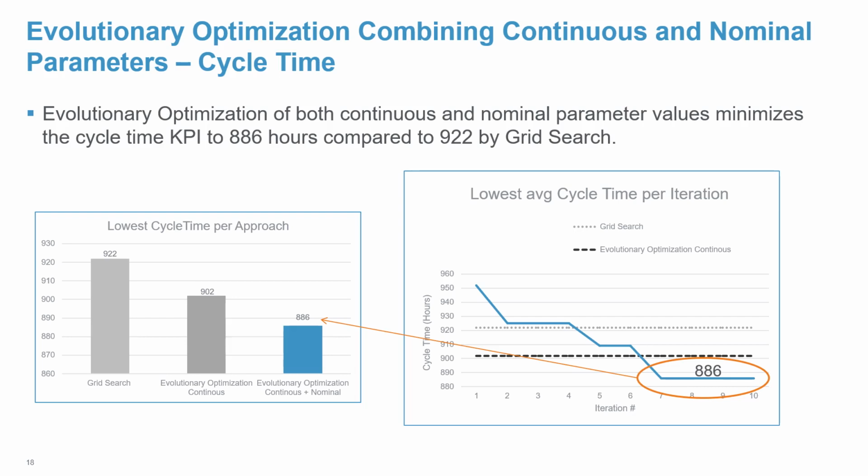By the 7th iteration, the cycle time reached 886 hours, which is a huge improvement compared to 902 obtained from optimizing line balance separately, and much better than the 922 obtained from 300 grid search runs. So what we can see is that jointly optimizing continuous and nominal parameters using evolutionary strategy can reach very good KPI values.